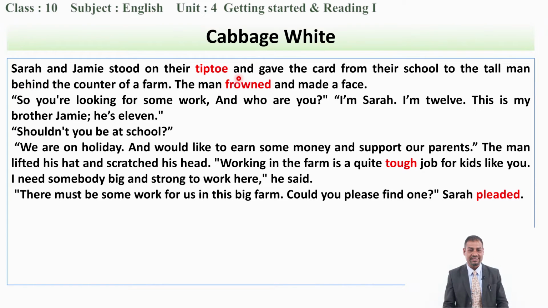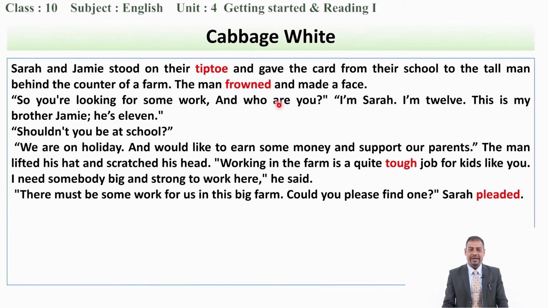Okay, don't worry. See, Sarah and Jamie stood on their tiptoe and gave the card. For example, sometimes if you want to see something and there is a big wall, and you cannot see, at that time what do you do? You try to lift your body like this, and you like to watch. You like to see the things there. Okay? So have you got the idea? Okay, don't worry. Later you will get the meaning.